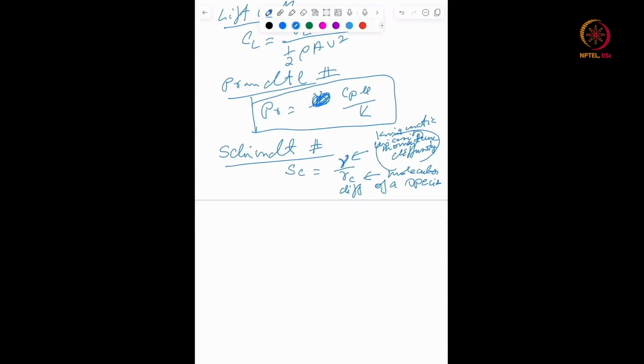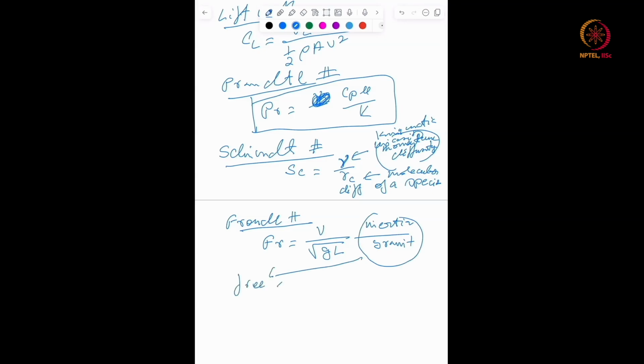You have the Froude number. The Froude number is basically Fr. You can write it in whatever ways you want, it is V by square root of gL. It represents the ratio of inertia to gravitational forces. Basically, it is applied to free surface fluids.